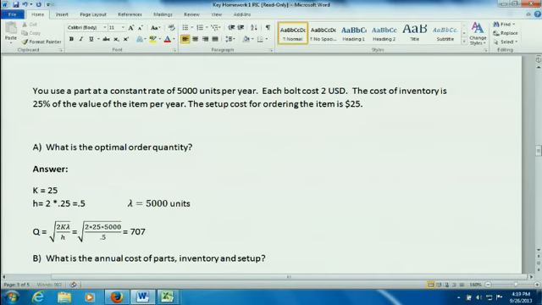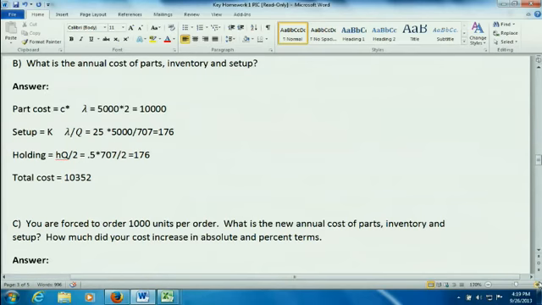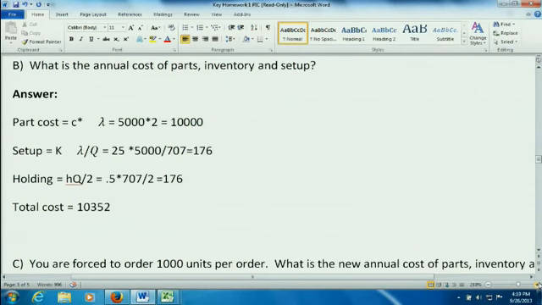So this is units per year. This is cost per part per year. And this is setup per order. Well, you just simply plug them into the EOQ equation, and you get 707 items. Did everybody get that who did this? I hope so.